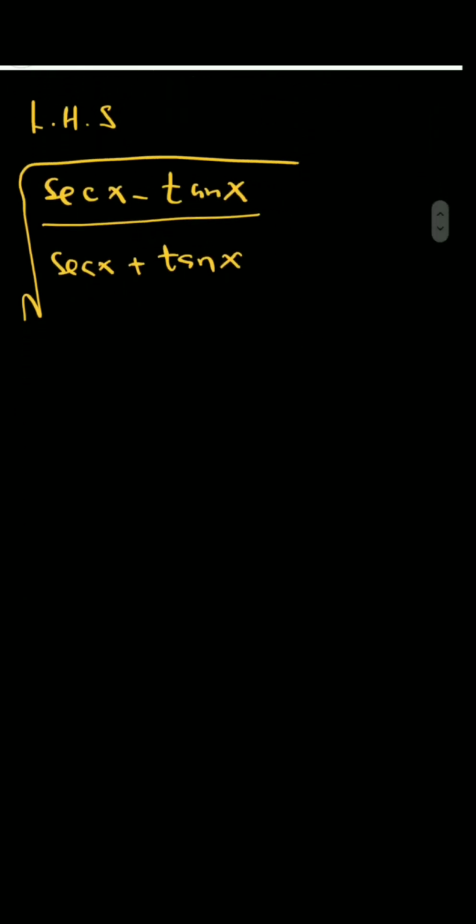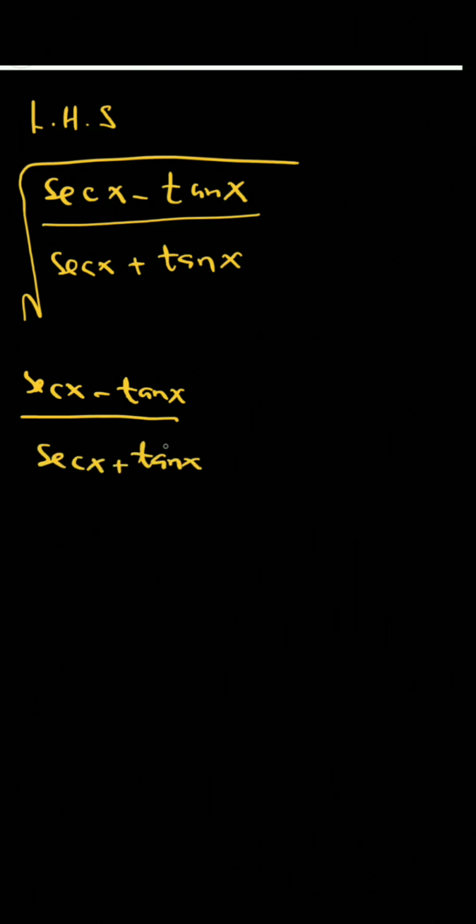To do this, what we're going to simply do is multiply both the numerator and the denominator by the conjugate of the denominator. By that I mean everything you have on the denominator will be maintained, but only the sign will be changed. Being that it is positive, we're going to use a negative. So multiply the numerator by the conjugate of the denominator, sec x minus tan x.